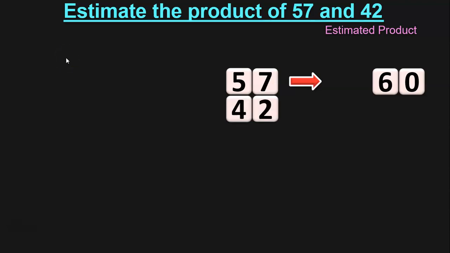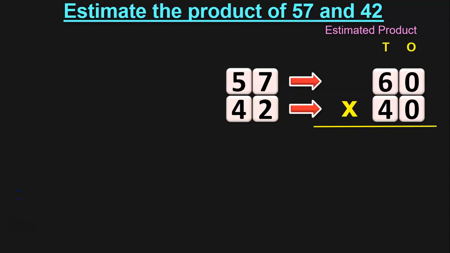The next number that we have is 42. Now we'll have to round off 42 to the nearest 10. 42 is below the midway 45. So the nearest ten to 42 is 40. After rounding off the two numbers to the nearest tens, we'll have to perform the multiplication operation for 60 into 40. In the ones place you have a 0, so you can skip that step completely.